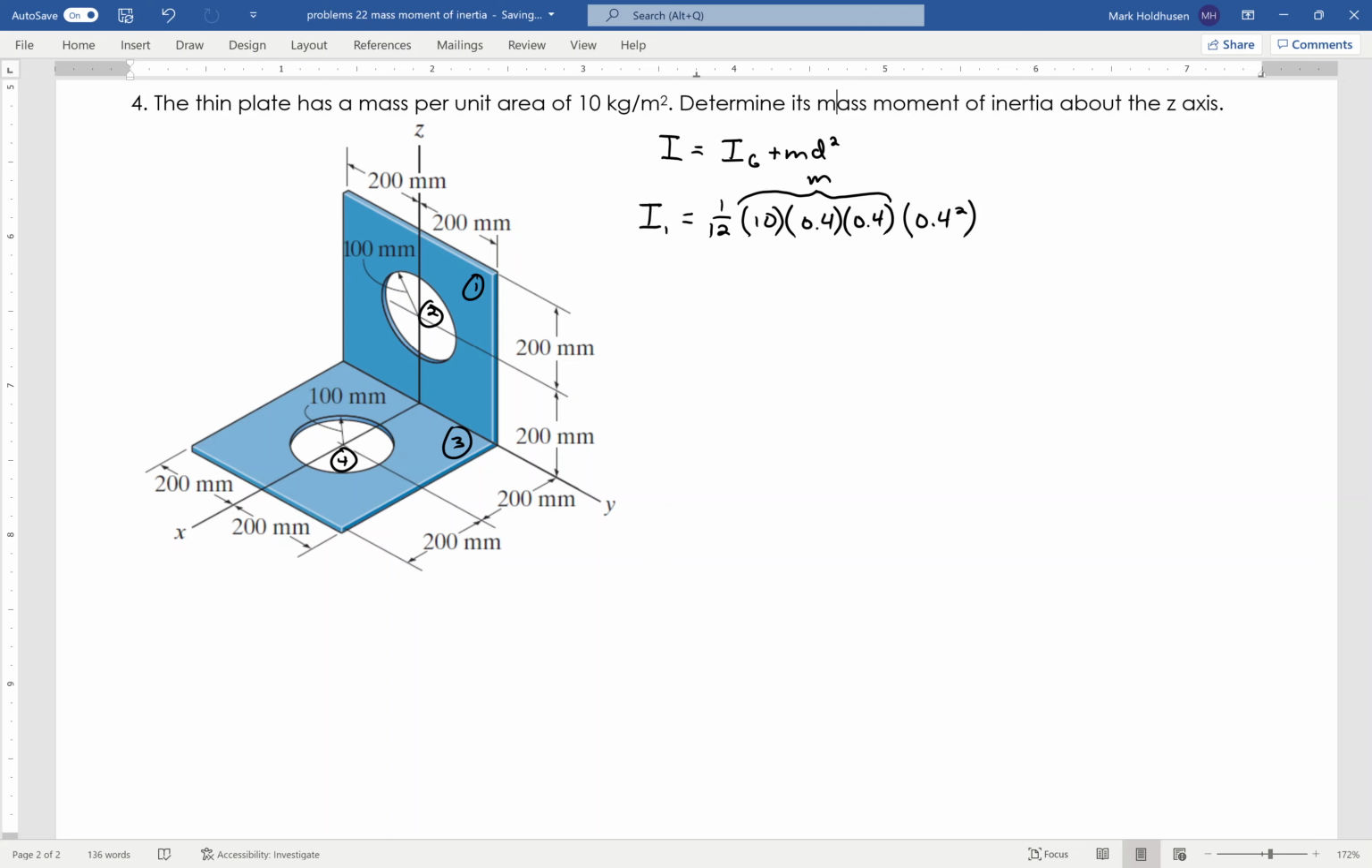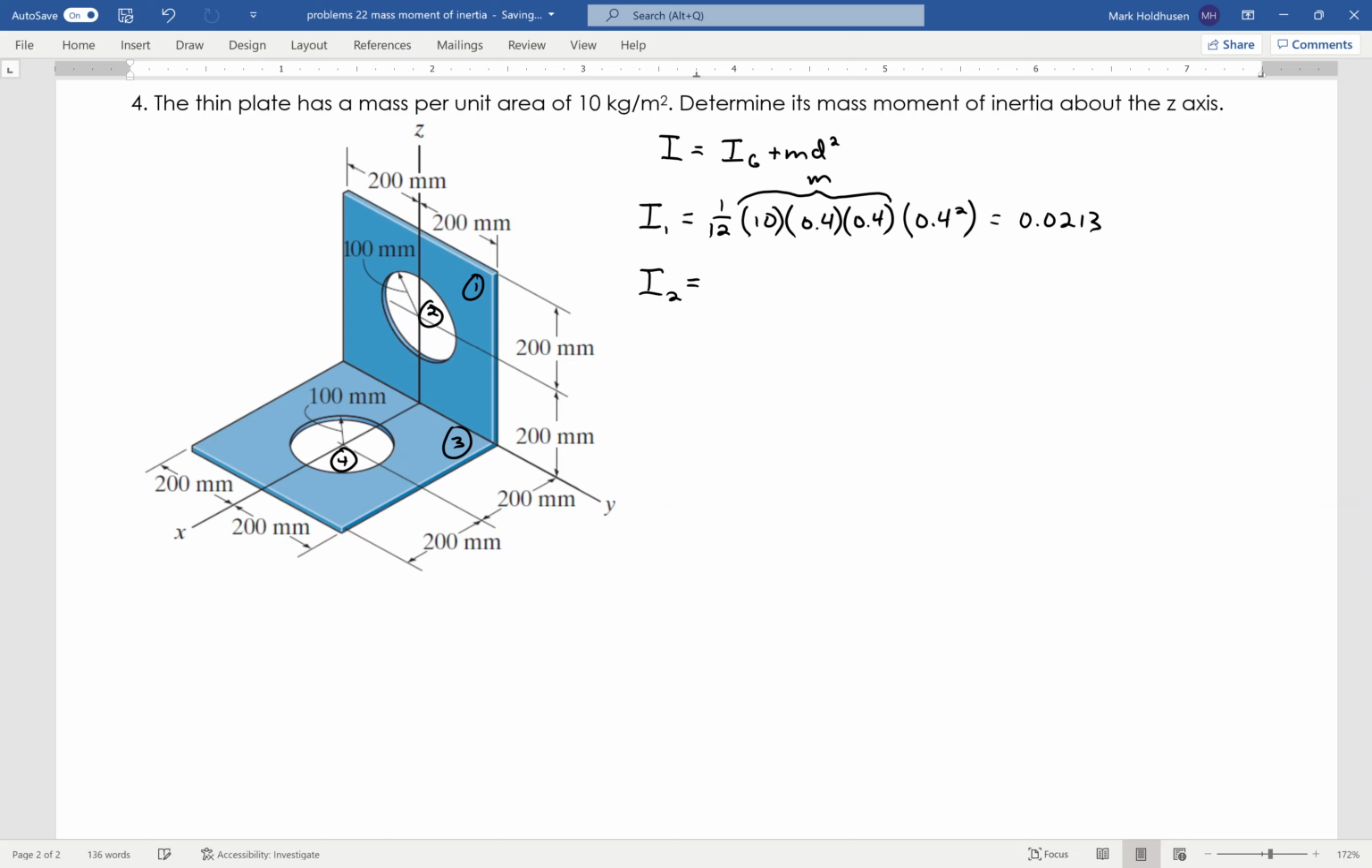There is no distance between, right? The z-axis goes right through the center of that plate, so I don't need to do any sort of parallel axis theorem on this one, and I get this equal to 0.0213. Now, I'll do the same thing with that hole there, which is like flipping a coin. Again, the z-axis goes right through the center, so I don't have a parallel axis that I need to worry about on this.